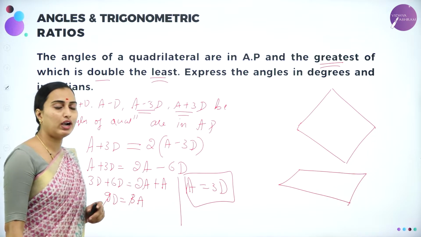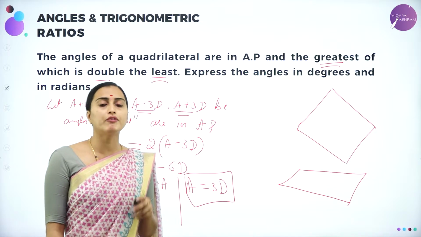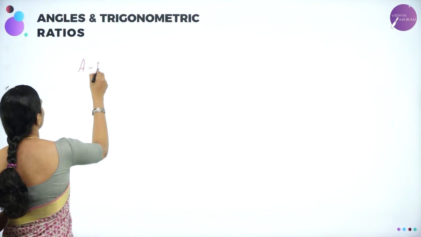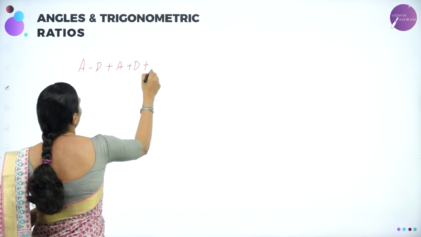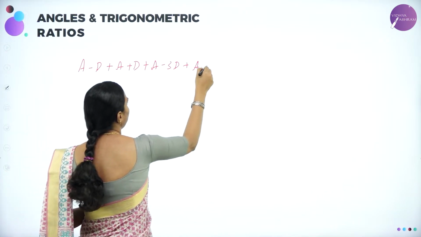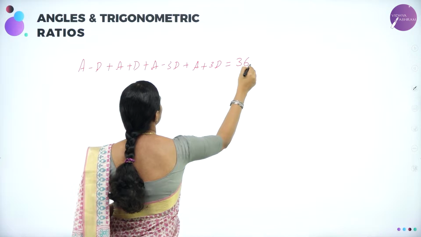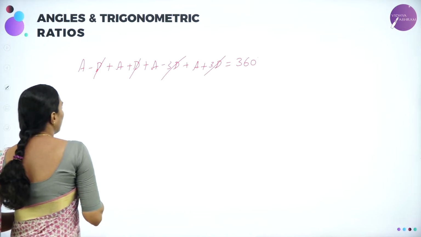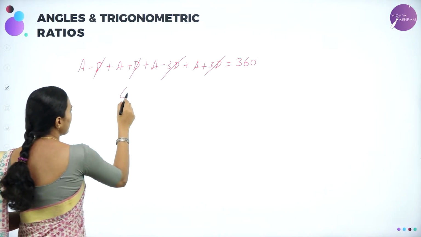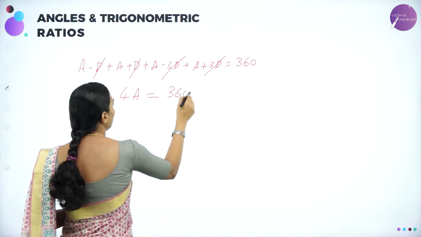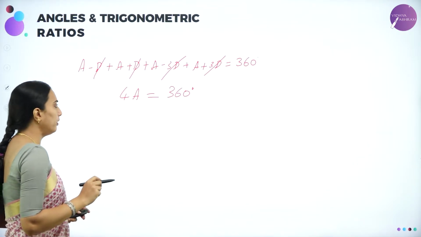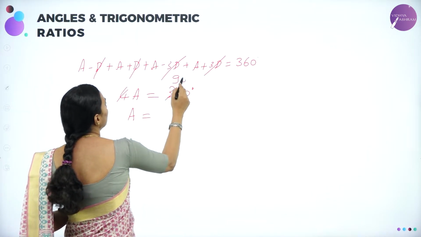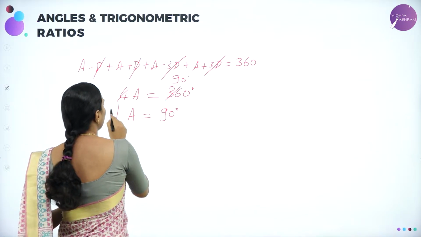You know that the sum of the angles of a quadrilateral is nothing but 360 degrees. Therefore, adding all these angles, A minus D plus A plus D plus A minus 3D plus A plus 3D will be equal to 360 degrees. What and all will get cancelled, dears? Minus D plus D, minus 3D plus 3D. You are going to remain with 4 times A equal to 360 degrees. So A will be equal to 360 by 4, 90 degrees, correct?